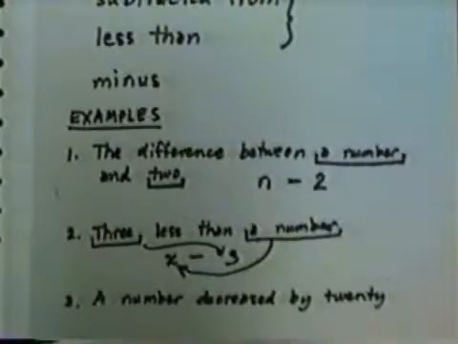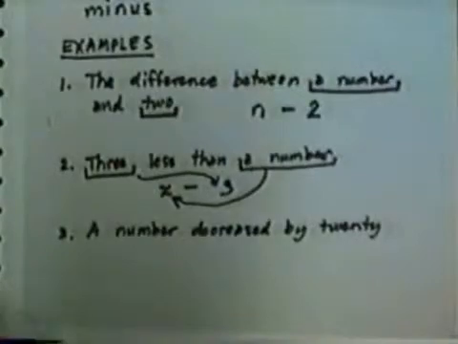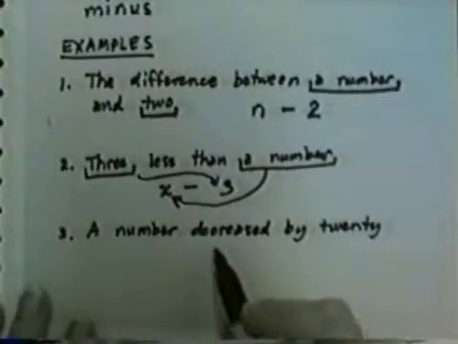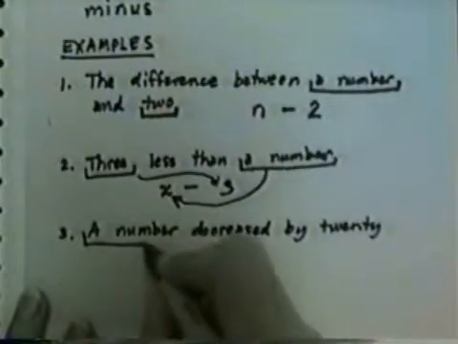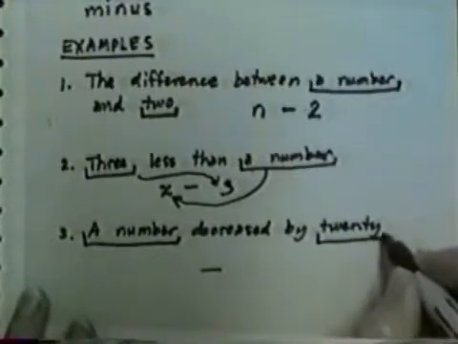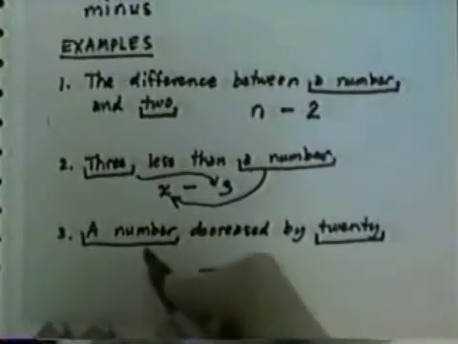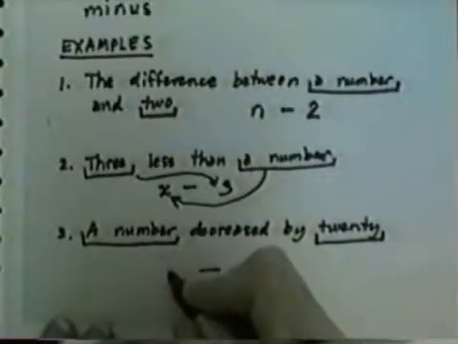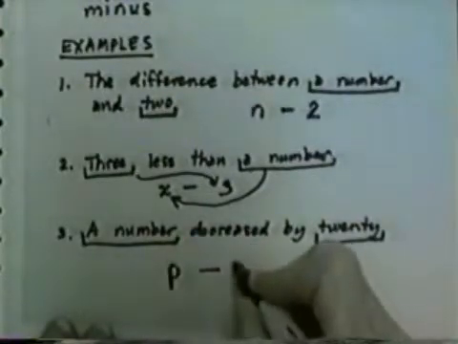Our third example is a number decreased by 20. Decreased by tells us we're subtracting. We put together a number and 20. A number decreased by 20 is written in the order it appears. Let's use P to stand for this number. P subtract 20.